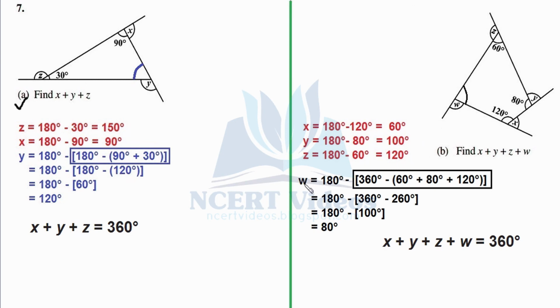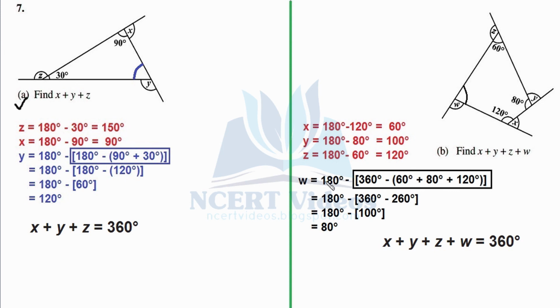So we wrote measure of this W will be equal to 180 degrees because we will ultimately use angle on a straight line property, minus, we have written all this thing inside a box because we are finding this angle that we have represented with this black curve. So 360 degrees, because angle sum property of a quadrilateral is equal to 360 degrees, minus addition of all these, again inside brackets so that we don't get puzzled. So we add 60 plus 80 plus 120, the same has been written here.